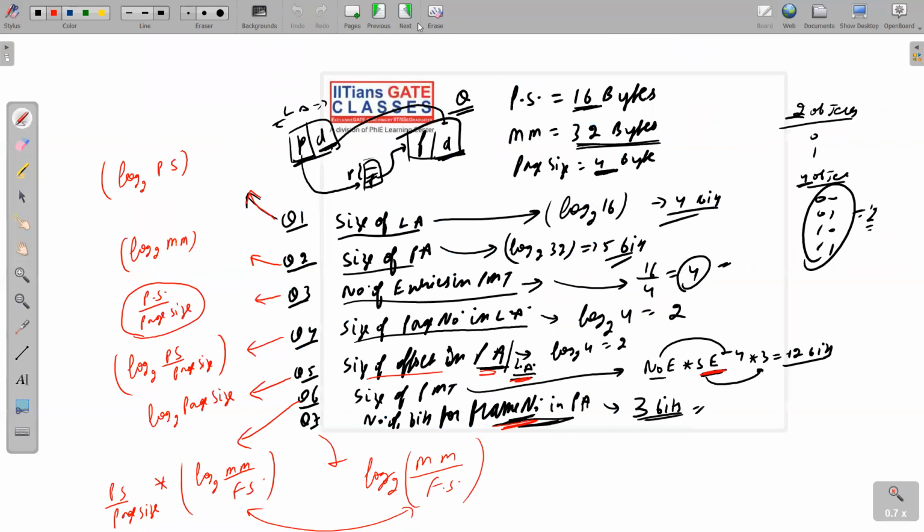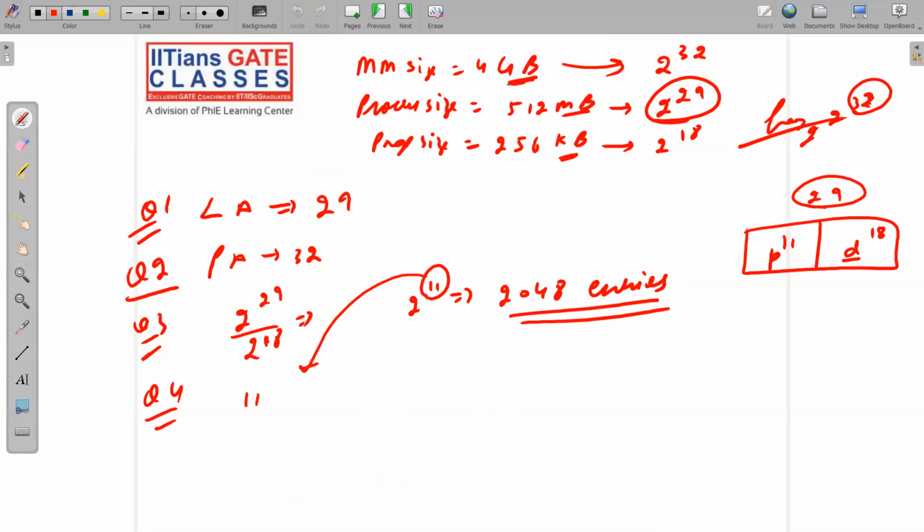Size of page number in logical address. That means number of pages. You just find out the number of pages and take log base 2, because we want bits. So it will be 11. So 2 power 11 pages are there. To label 2 power 11 pages, we need 11 bits.